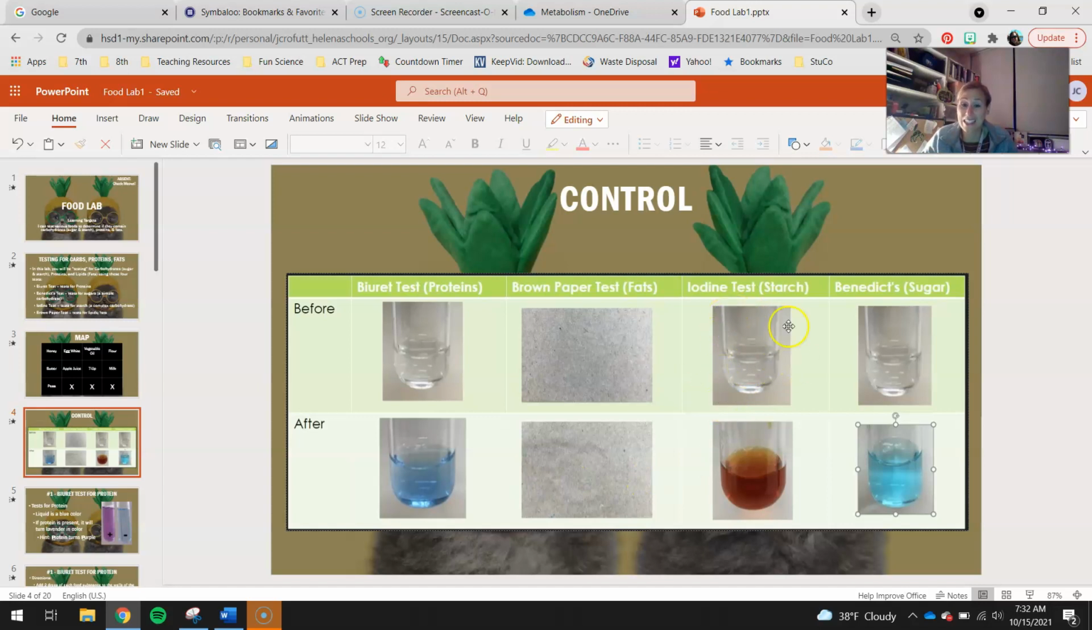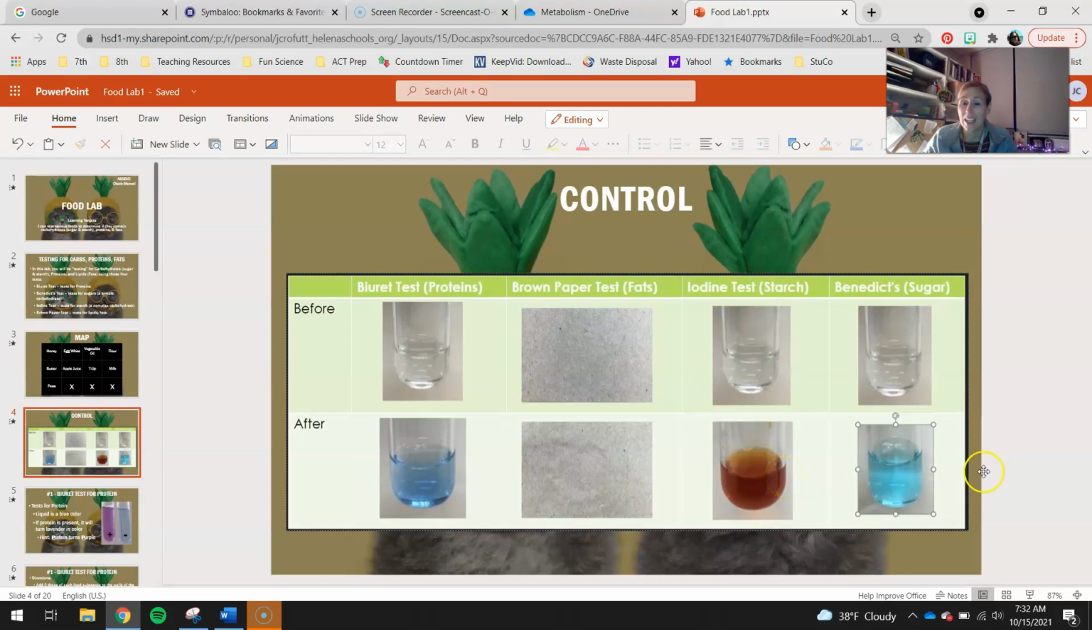Okay, iodine tests us for starch. Starch again is those long molecules of glucose. This is just water in this test tube, but we've added a couple drops of iodine to it here. And of course, there is no starch in water. So if you have no starch in your food substance, it should look something like this, kind of this orangish brown color.